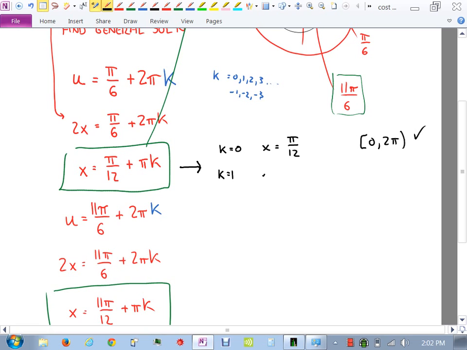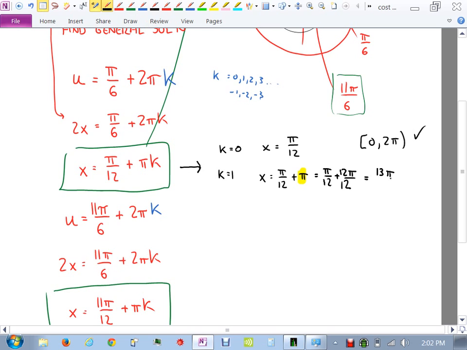If k is 1, x equals pi over 12 plus pi. You see where that comes from? Replacing the k with a 1. And so now you have to get a common denominator. Pi over 12 plus 12 pi over 12. So I'm just rewriting pi as 12 pi over 12. And now you can add the two together. You should get 13 pi over 12, right?